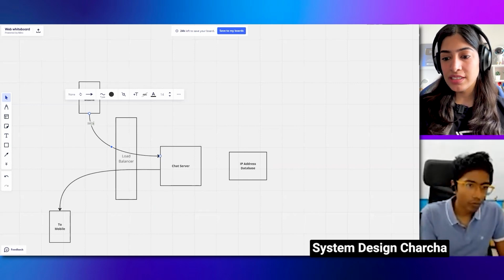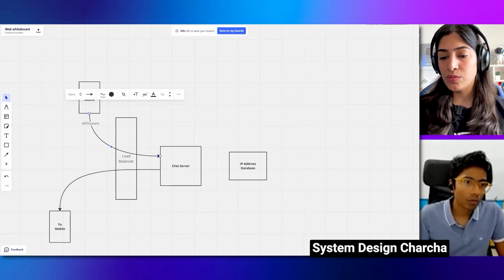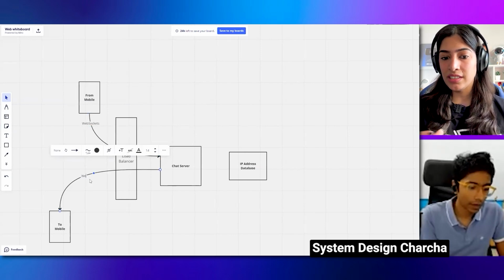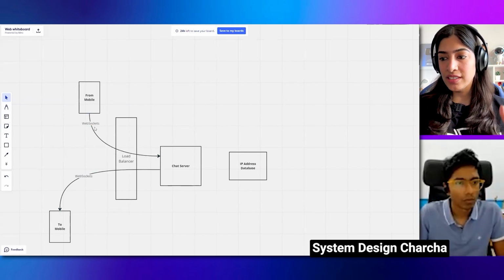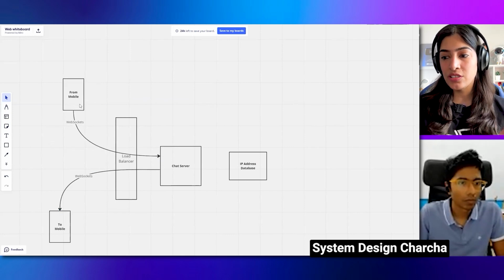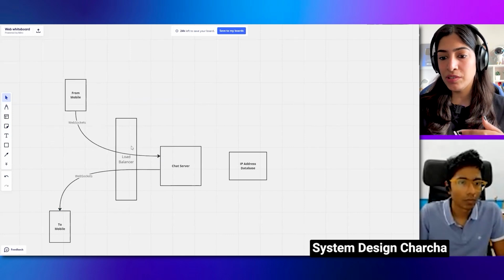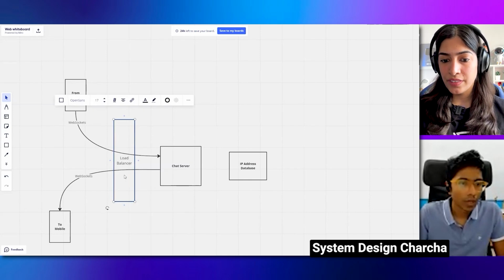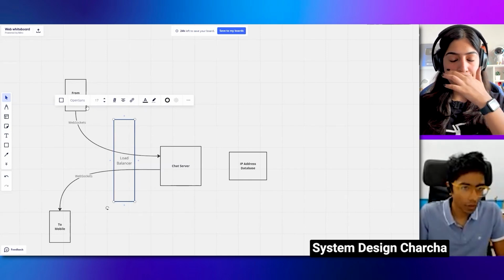So this IP address database that you're talking about, it could also be like a WebSocket connection handler that is basically storing which mobiles I have the WebSocket connection to, which chat servers, because there will be multiple chat servers and we have WebSocket connections with them, right? So it makes total sense.